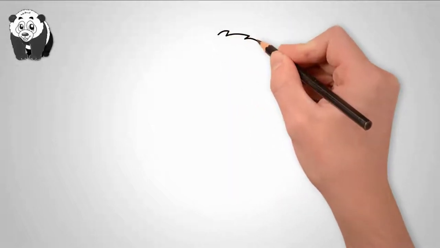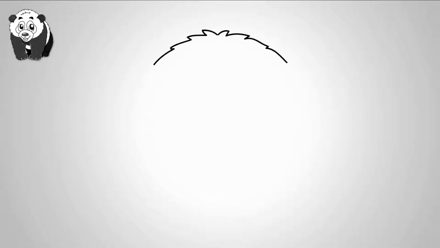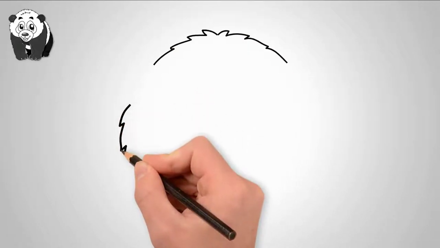How to draw a panda. First, draw a mane on the panda's head. Next, draw the cheeks of a panda. They are large and round.